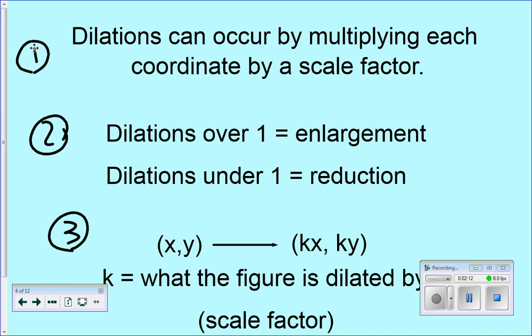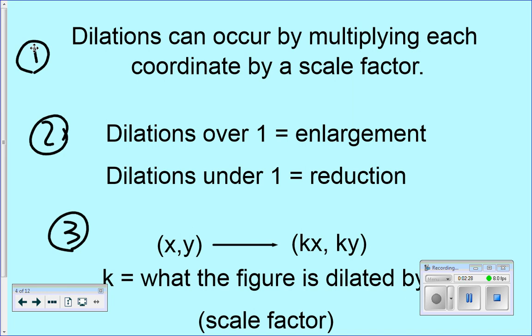Today, dilations can occur by multiplying each coordinate by a scale factor. The key word is multiplying. All you're going to be doing today is multiplying. Scale factor, they're going to tell you what that scale factor is. Okay, that leads us to the next point, dilations are also known as enlargements.